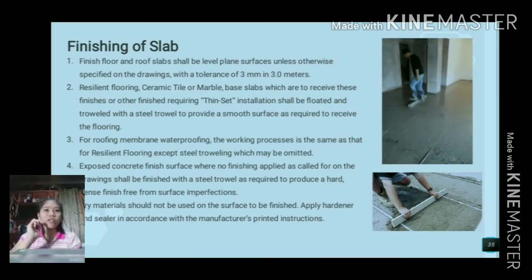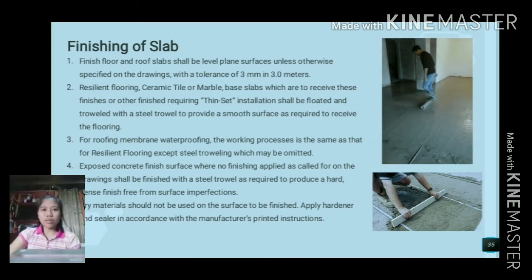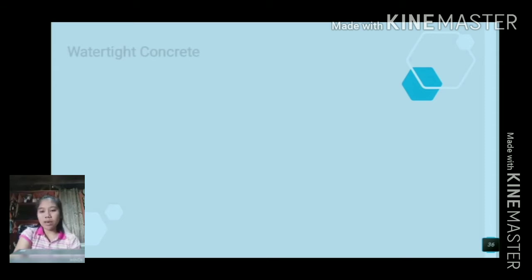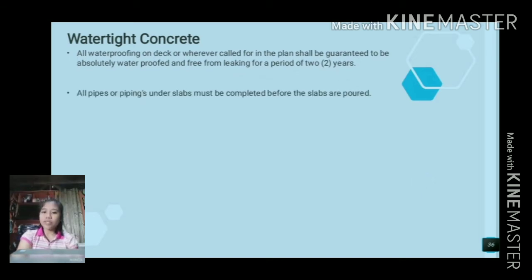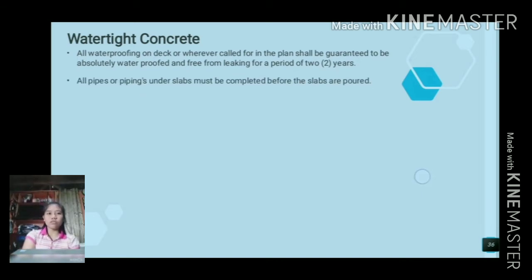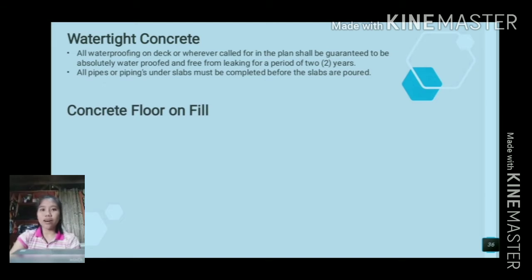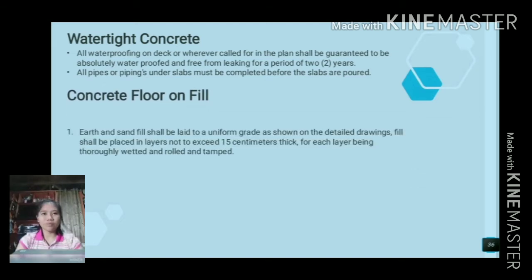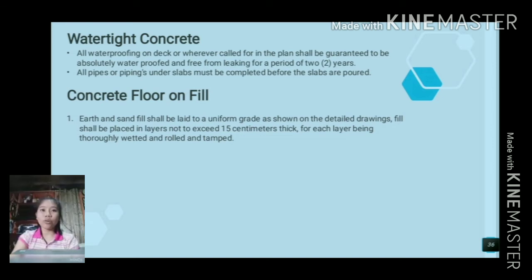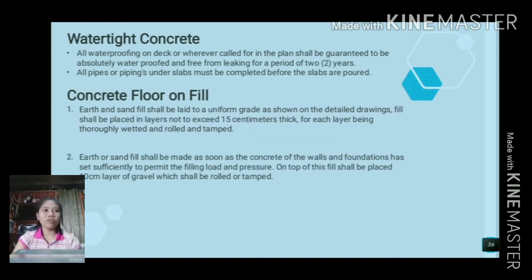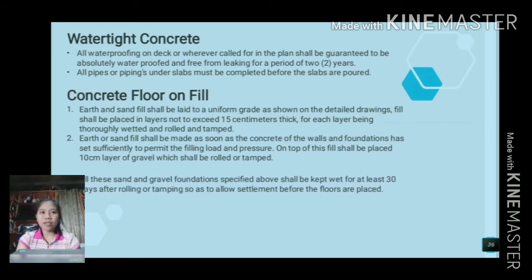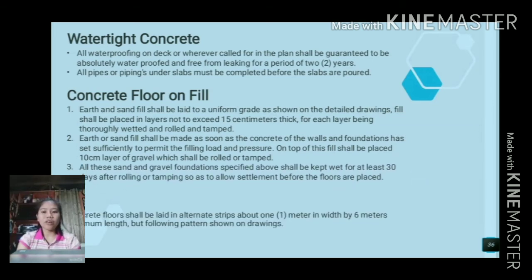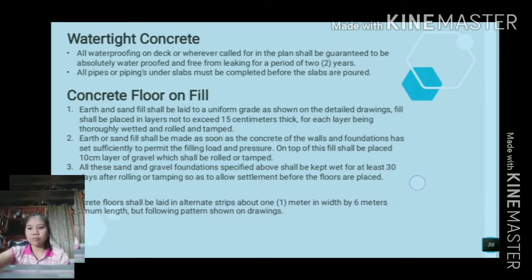In finishing of slab, finished floor and roof slabs shall be level plain surface unless otherwise specified on the drawings, with a tolerance of 3 mm in 3 meters. So we have to follow what is on the floor plan. So for watertight concrete, all waterproofing on deck or wherever called for in plan shall be guaranteed to be absolutely waterproofed and free from leaking for a period of at least 2 years.